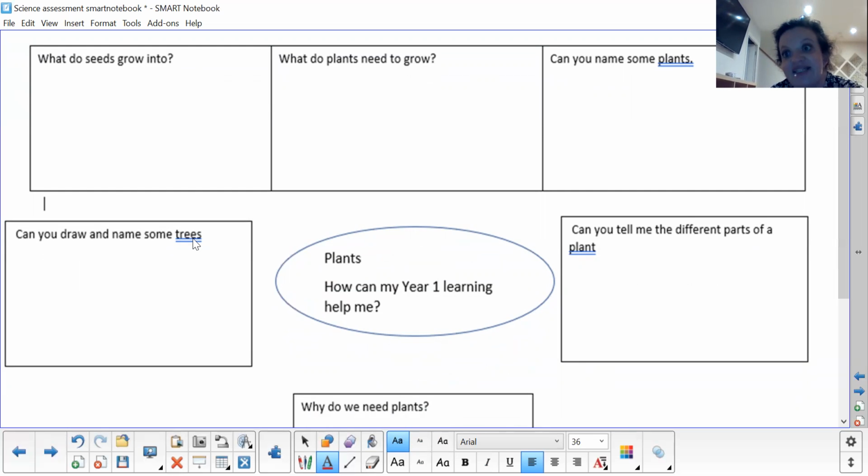So over the next few days at home, if you could go out and about and see what plants you see, what trees you see, talk to your family about how seeds work. If you're going to a supermarket or an essential shop, maybe look and see if you can buy some seeds, because we were going to be growing some seeds in school and in class. So see if you can do that at home as well, because that would be fantastic.